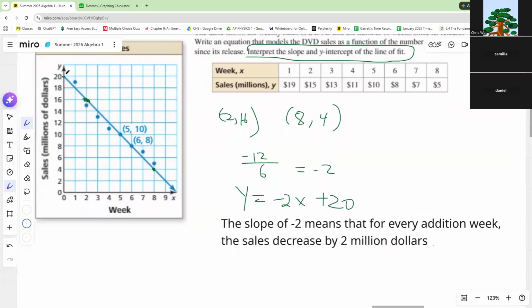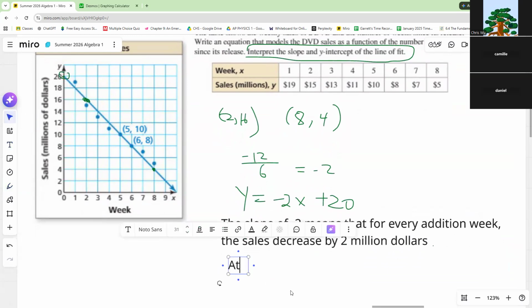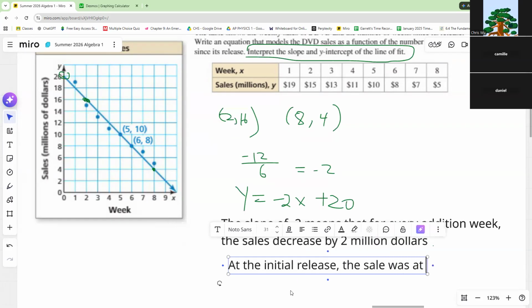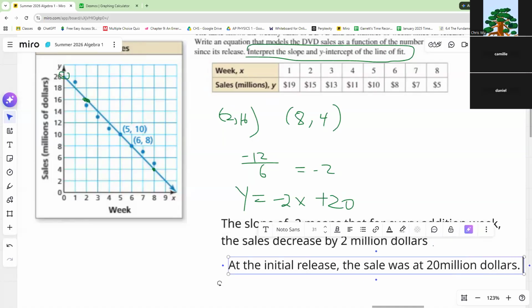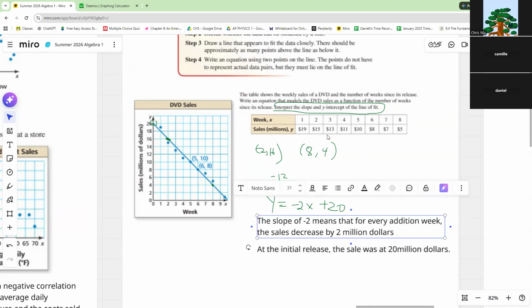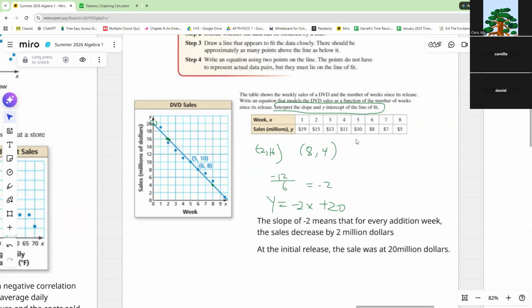And then what does the y-intercept mean? Well, basically, at the initial release, that's week 0, the sales were at $20 million. Okay, so that's that. All right, cool. So this is still useful because it can help us to get information based on that. Now, again, you're not going to be required to do this, but let me show you how you can do this with technology.